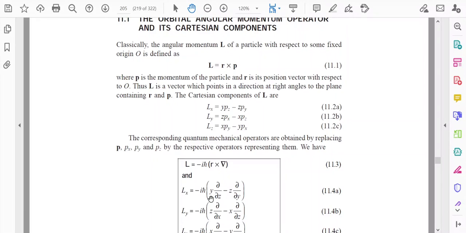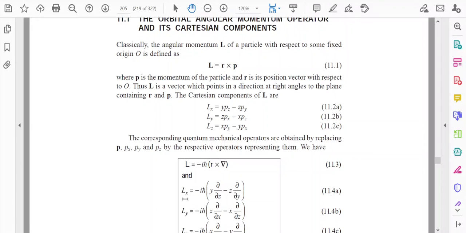For y, the operator is simply y, but for pz, that is minus i ħ ∂/∂z, because the operator representation for pz is minus i ħ ∂/∂z. Now, you see that minus z into py. So, for z, that is simply z only, but for py, that will be minus i ħ ∂/∂y, but you have to check that there is a minus symbol here. So, you have to write this accordingly.